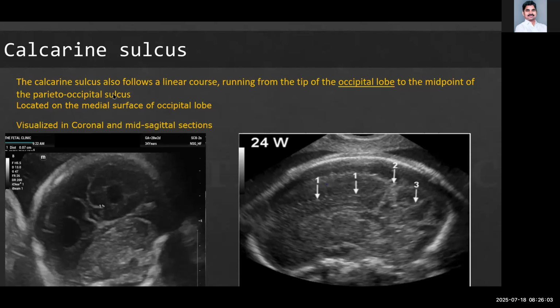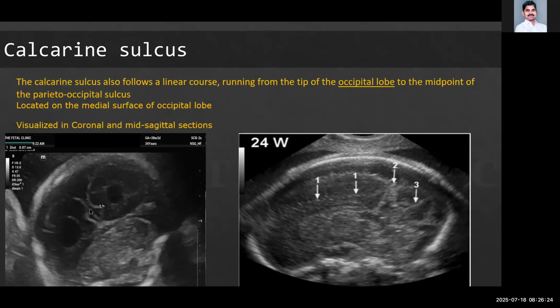Calcarine sulcus. Calcarine sulcus also follows a linear course and it runs from the tip of the occipital lobe to the midpoint of the parieto-occipital sulcus. It is located in the medial surface of the occipital lobe. Calcarine sulcus can be visualized in coronal and mid-sagittal planes.